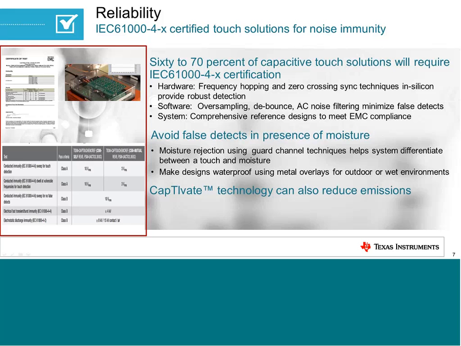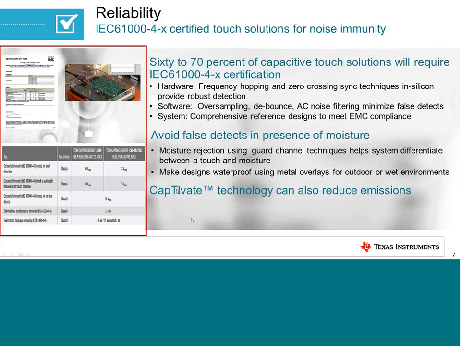So in terms of reliability, the next major issue is moisture. Again, moisture, very much like noise, looks like a false detect. When you pour water on a charged electrode, it really looks like a touch. So we have several techniques, from an electrode design standpoint, silicon, as well as software, to eliminate the false presence of touch. We use different techniques, like the guard channel approach. We also have a metal overlay, which we'll talk about in a little bit.